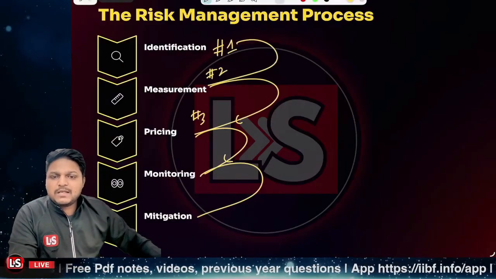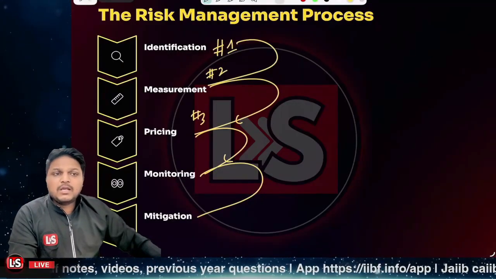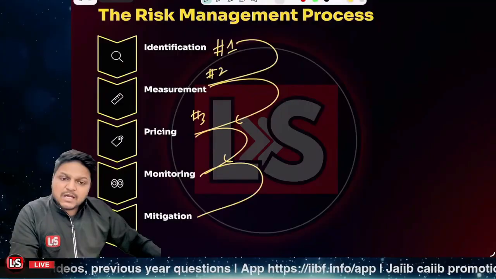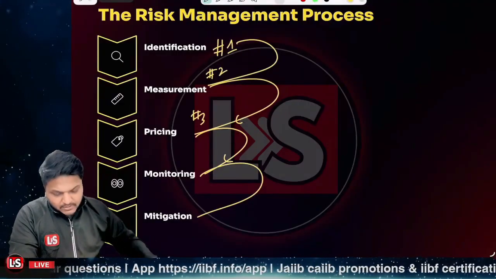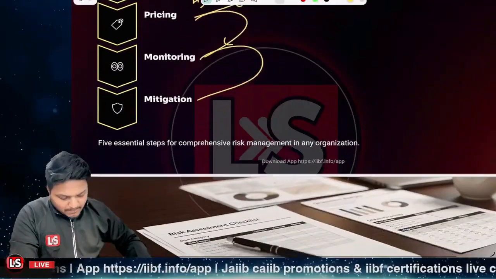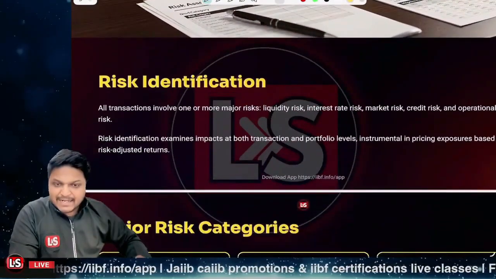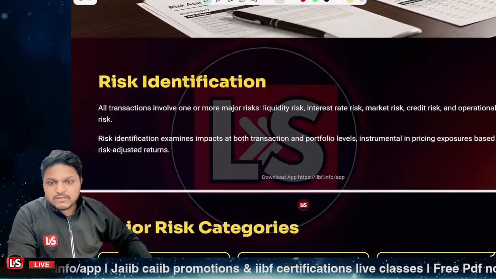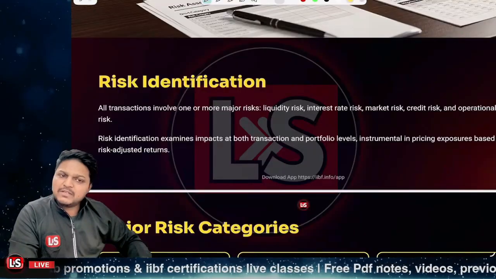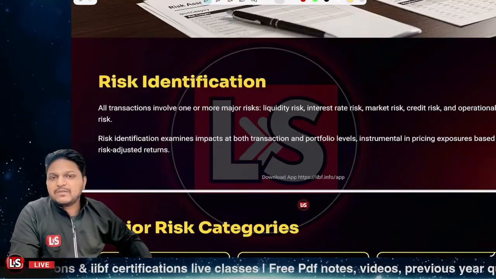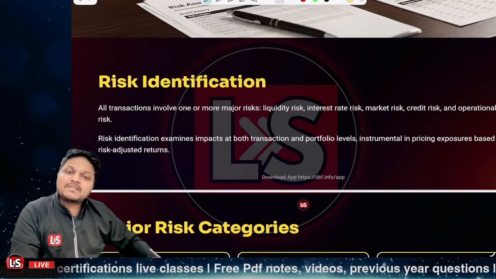We can only learn when we look into how it works. So first of all, we need to identify the risk. The risks must be identified first. That is the first step. Whatever transactions are being undertaken must have a single risk, or maybe a group of risks. Multiple risks can be there.